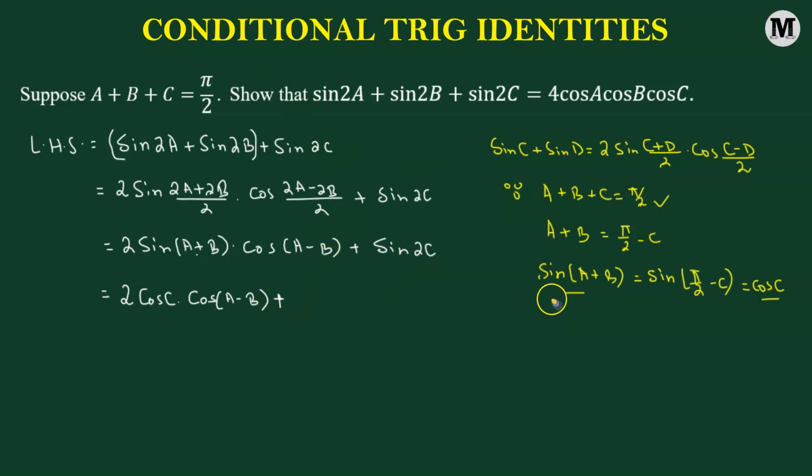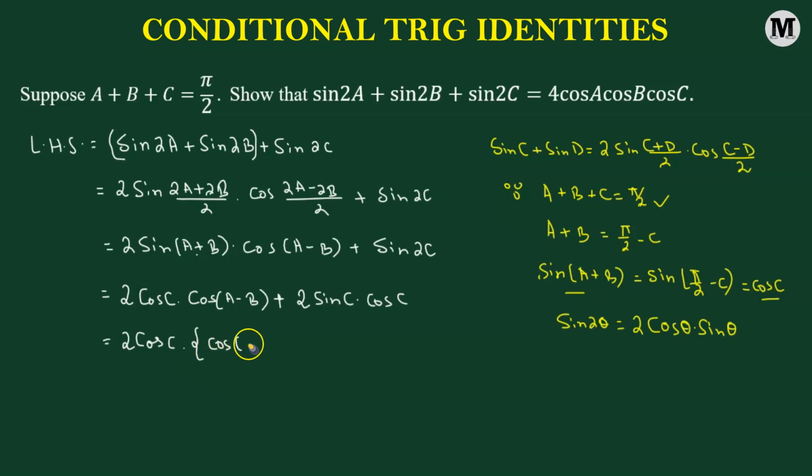Sine 2c also has a standard formula. We know that sine 2 theta is also given by 2 times cosine of angle theta times sine of angle theta. In our case, theta is c, so sine of 2c gives us 2 times sine of angle c times cosine of angle c. Now from both of the two terms, we can take 2 times cosine of angle c as the common factor. That means we are now left with cosine of a minus b from the first term, and in the second term we are left with sine c.